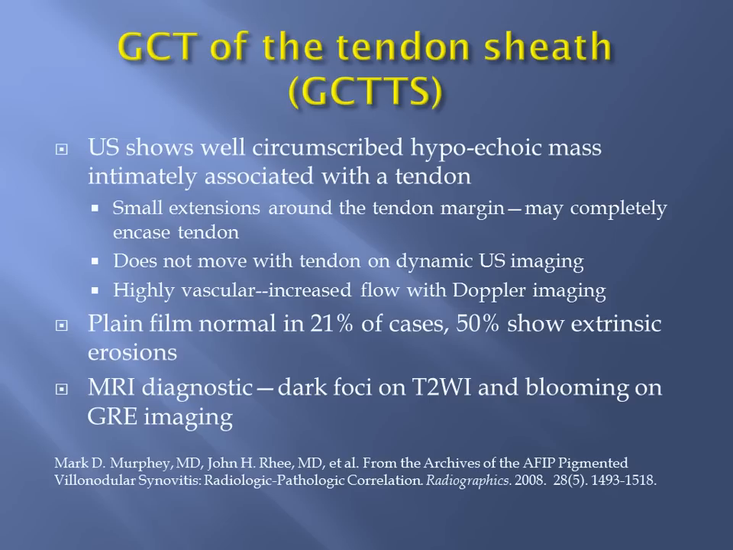Plain film will be normal in about 21% of the cases. 50% will show extrinsic erosions. But to be diagnostic, you have to get an MRI, which shows the dark foci from hemosiderin deposition on T2-weighted imaging and blooming on gradient echo.